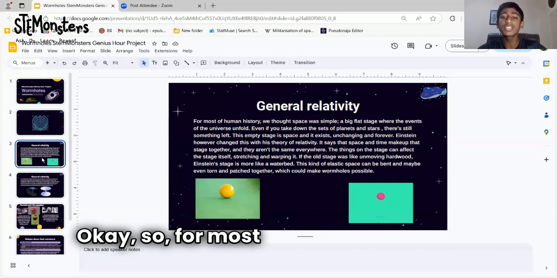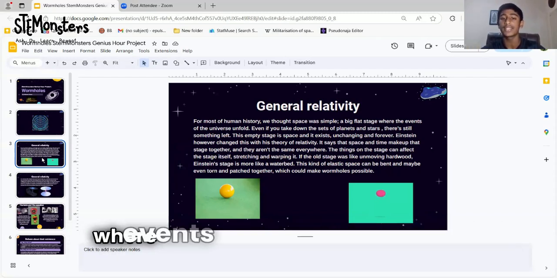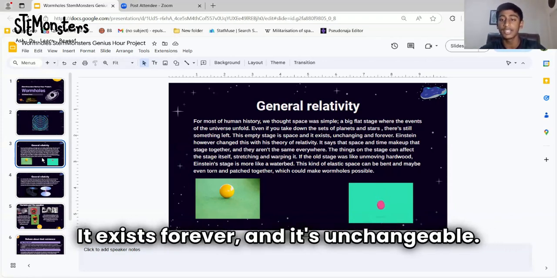Okay. So for most of human history, we thought space was simple, a big flat stage where events of the universe unfold. If you take away the planets and stars, there's still something left. And we call this stage space. It exists forever and it's unchanging.